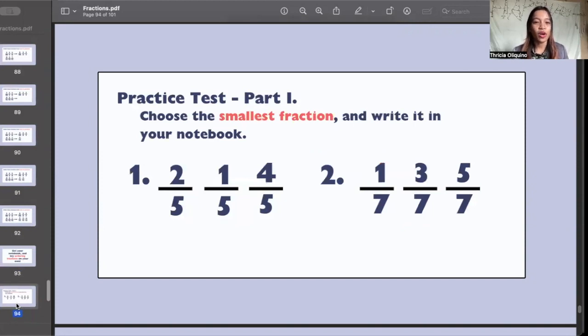In practice test number 1, choose the smallest fraction and write it in your notebook. In here, you have to choose the smallest fraction only. So you're going to answer just one fraction there. You need to identify which one is the smallest. You can also try pausing this video so you can write your answer immediately and won't get confused with other numbers. In number 1, we have 2/5, 1/5, and 4/5. Which do you think is the smallest fraction?